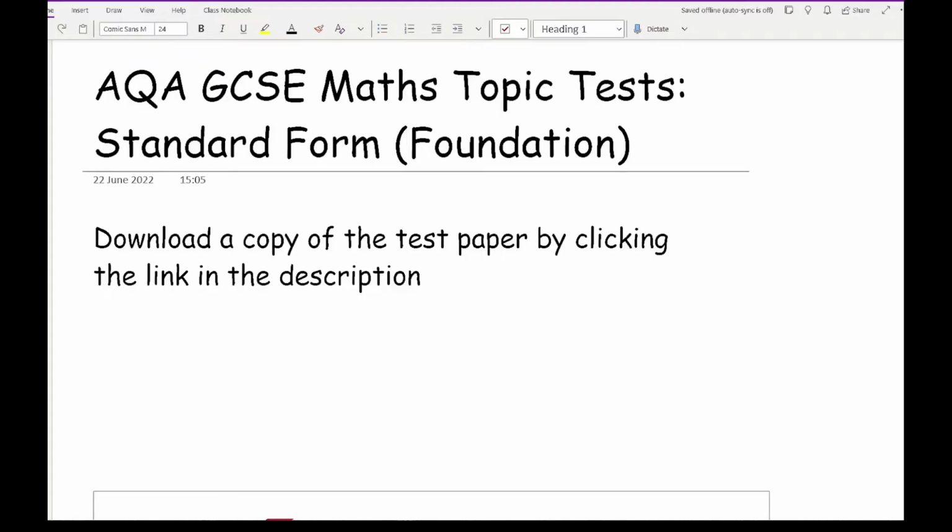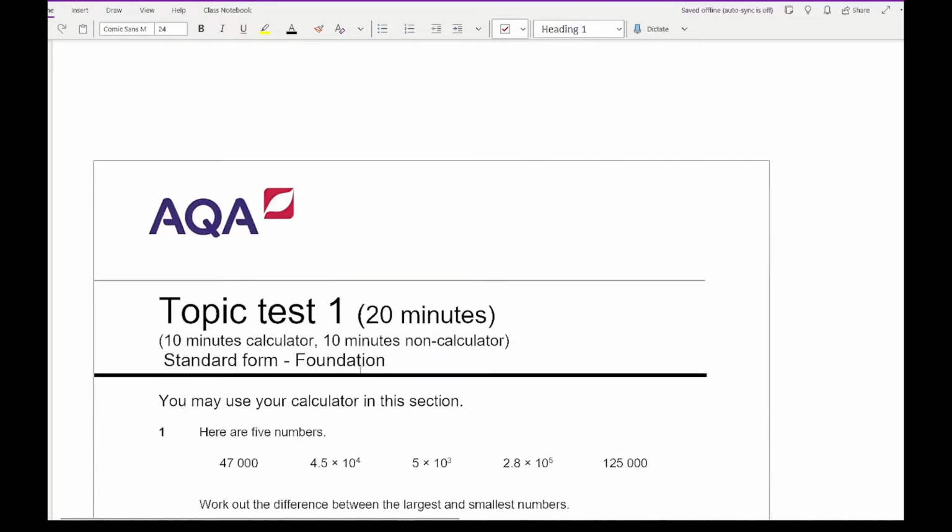Now it's worth mentioning before we get started working through this topic test on standard form that the first section is a calculator section and the second part is a non-calculator section, as standard form can appear on both the calculator and non-calculator paper. So let's get started.